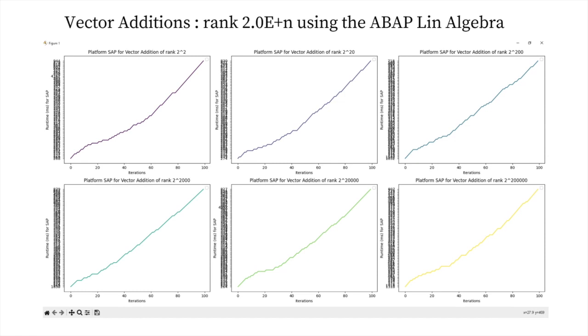The series of graphs shown are the runtimes of the ABAP linear algebra vector class executing the same protocol we applied on Class 1. For 100 iterations, we will create vectors of ranks 2 to 200,000. From left to right we progress the tests running 100 times each rank and checking the effect on the runtime.